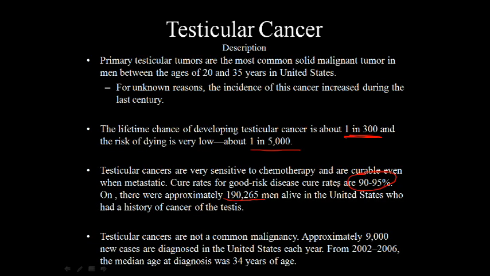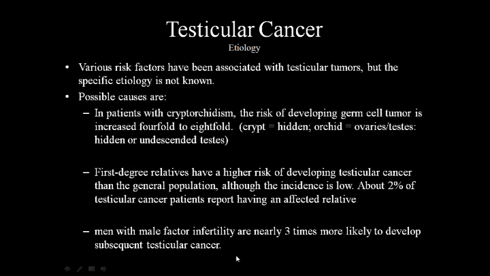Testicular cancers are not a common malignancy. Approximately 9,000 new cases are diagnosed in the United States each year. From 2002 to 2006, the median age of diagnosis was 34 years of age. So it's something for all males to consider as you approach the age of 34, that you're still not out of the woods for testicular cancer, and it can be found in varying degrees of patients. Various risk factors have been associated with testicular tumors, but the specific etiology is not known, so we really don't know what specifically causes testicular cancer.